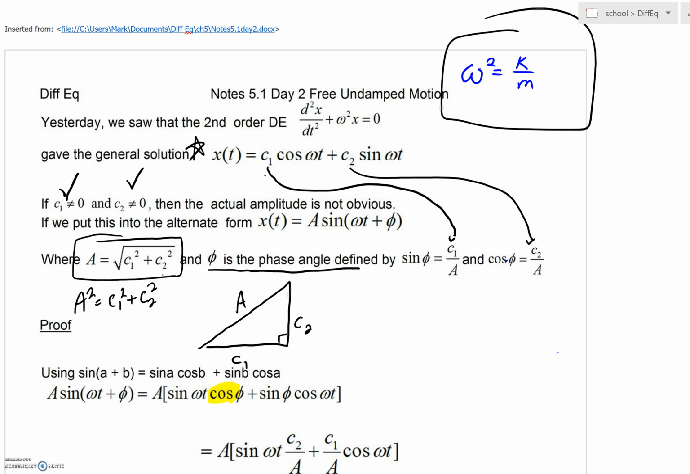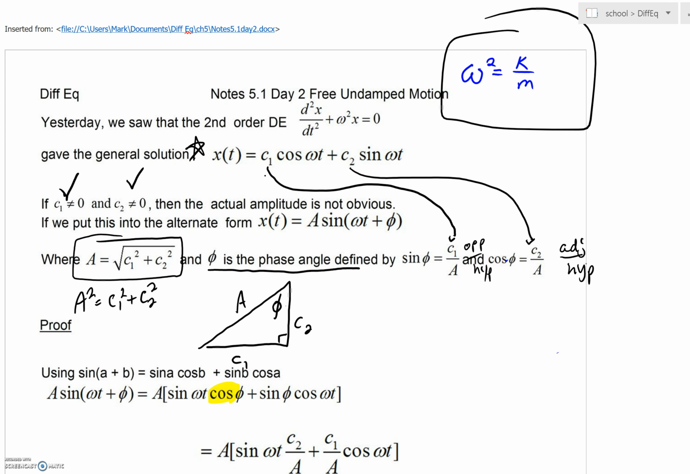Now, phi would be defined to be such that the sine of phi would be c1 over A. So I'm going to put phi right here. And in this regard, phi would, of course, correspond to this opposite over hypotenuse. Similarly, we could see that then the cosine of phi would be the adjacent over the hypotenuse. And there you have it, a triangle that could be set up.